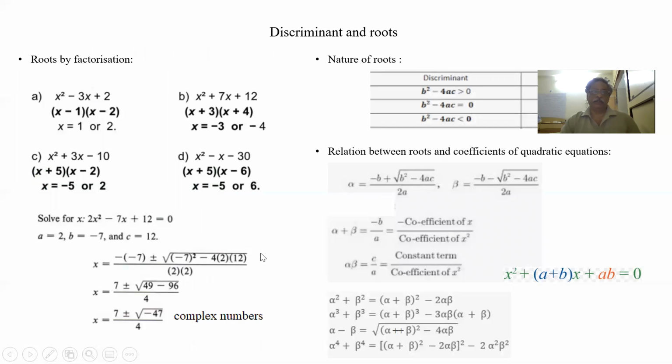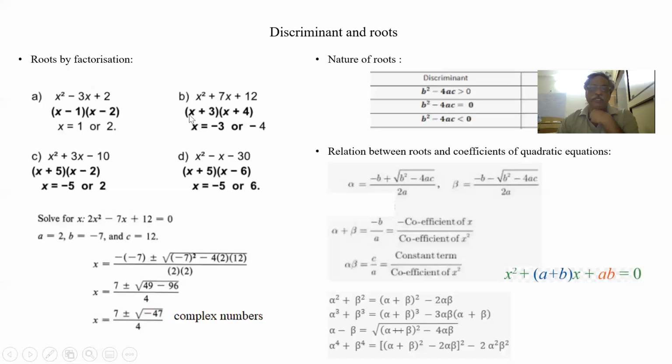Let us see x square minus 3x plus 2. We need not go straight away to the formula. We can simply see 2 ones are 2, minus 2 minus 1. So x minus 1 into x minus 2. The roots are 1 and 2. So sometimes we have to do it by inspection itself. Here you see 12. 4 3s are 12. x plus 4 into x plus 3. So minus 3 and minus 4 are the roots.